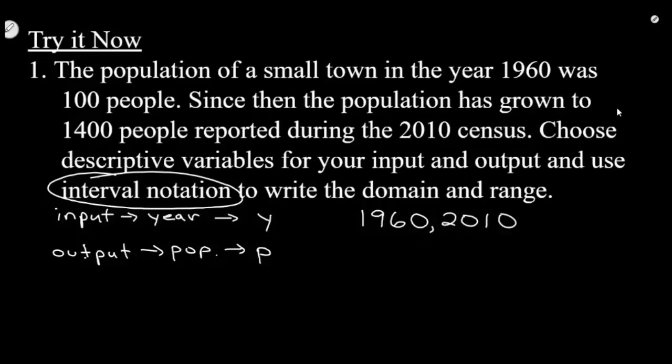Now, once we see that, the other part of the question is, using interval notation, is the 1960 going to be included in the interval, and is the 2010 going to be included in the interval or not? And one could be included and one not. We just have to figure that out. So does it seem like the 1960 should be included in the interval from this information that they gave us? Yes, because they said in 1960, when Y was 1960, the population was 100, right? So since it's included, that's where we use a bracket.